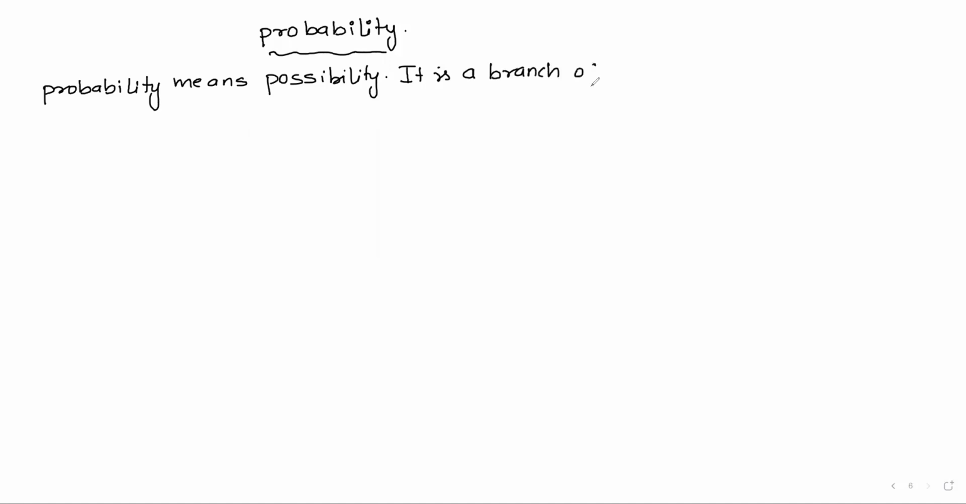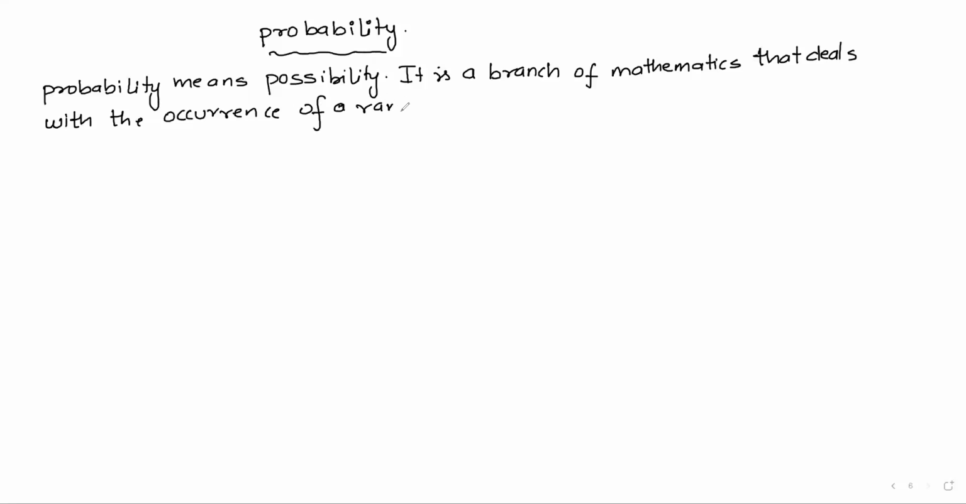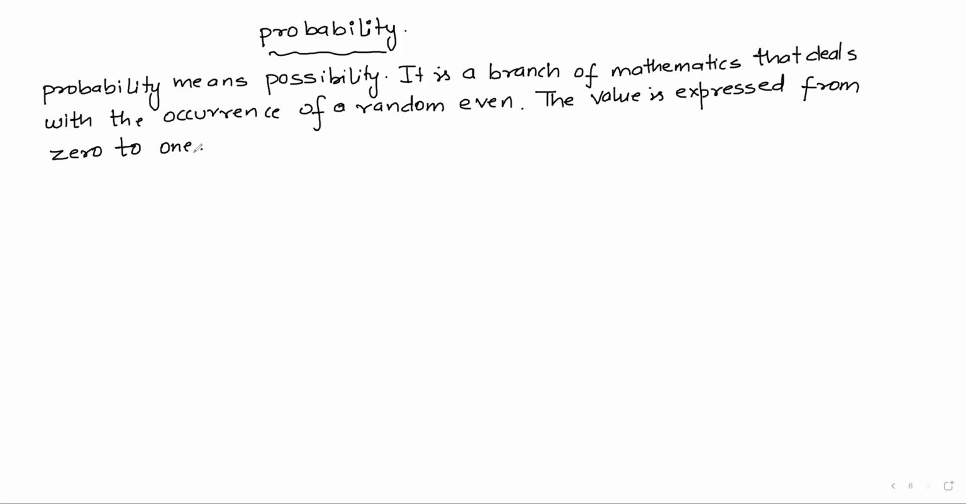It is a branch of mathematics that deals with the occurrence of a random event. The value is expressed from 0 to 1.